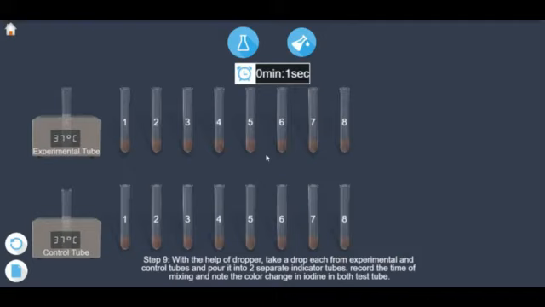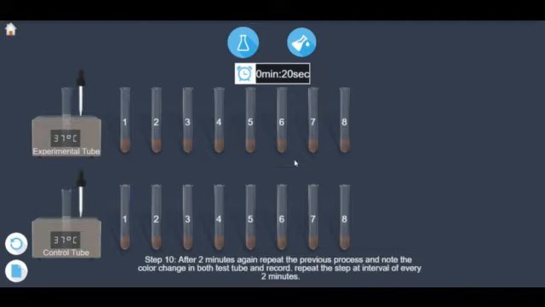Step 9. With the help of a dropper, take a drop each from the experimental and control tubes and pour it into 2 separate indicator tubes. Record the time of mixing and note the color change in iodine in both test tubes. Step 10. After 2 minutes, again repeat the previous process and note the color change in both test tubes and record. Repeat the step at an interval of every 2 minutes.